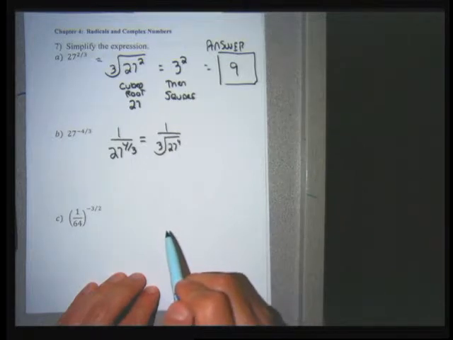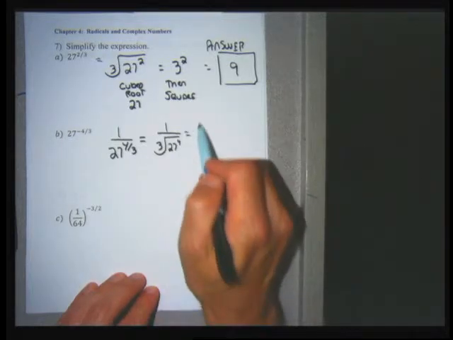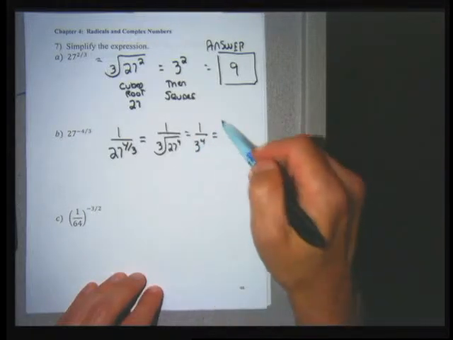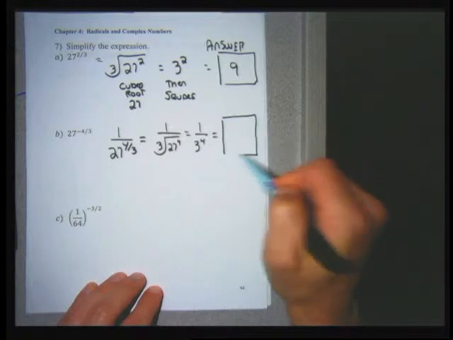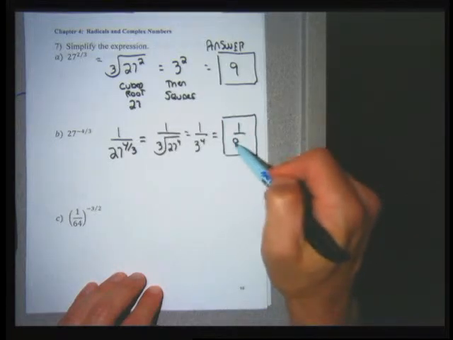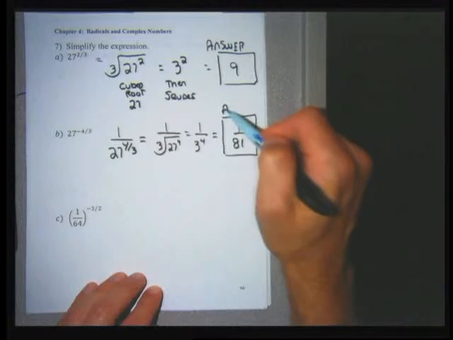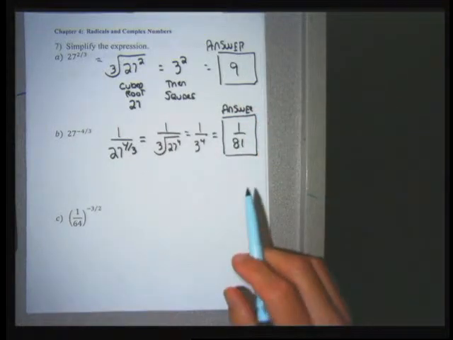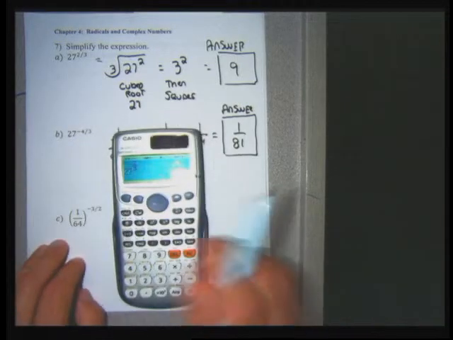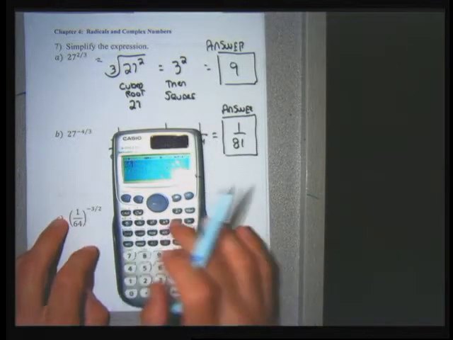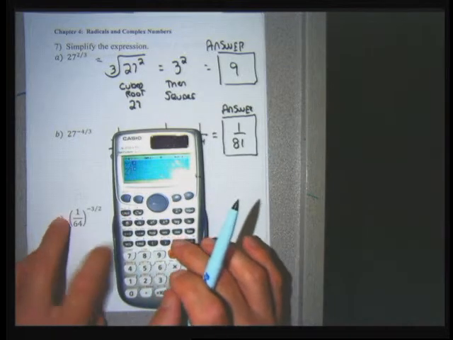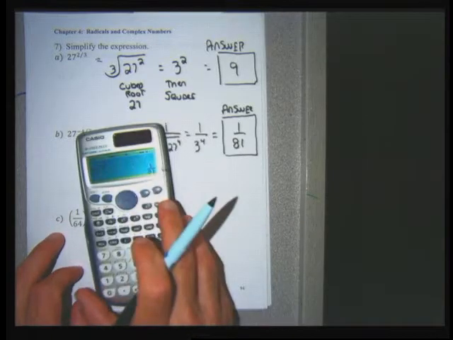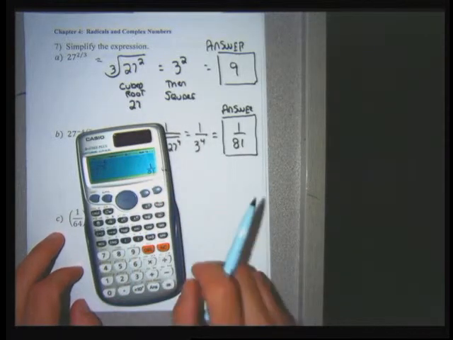Then I'm going to do the cube root of 27 just like I did in part A. And then I'm going to do 3 to the 4th, and 3 to the 4th is 81. I don't need my calculator for that because I have it memorized. So the only answer that's acceptable for part B of number 7 is 1 over 81. With my calculator, I would just go 27 exponent fraction negative 4 over 3, and it's going to give me the 1 over 81 that I came up with.